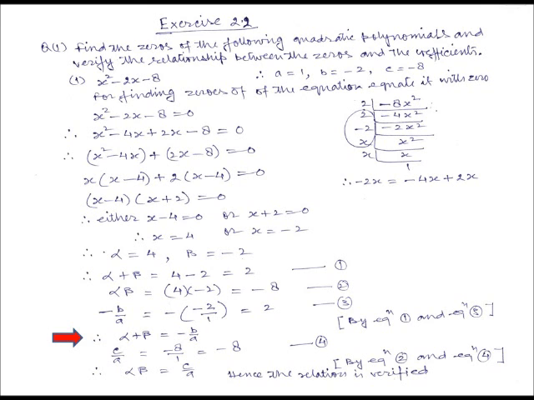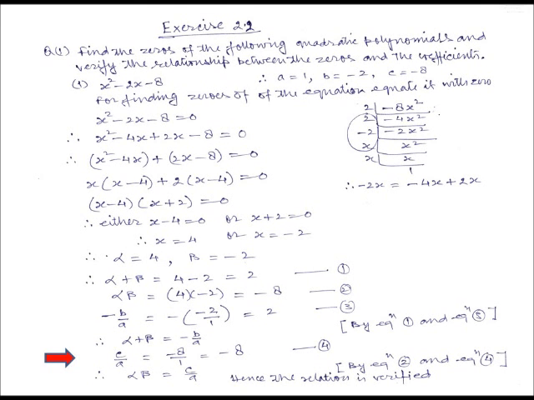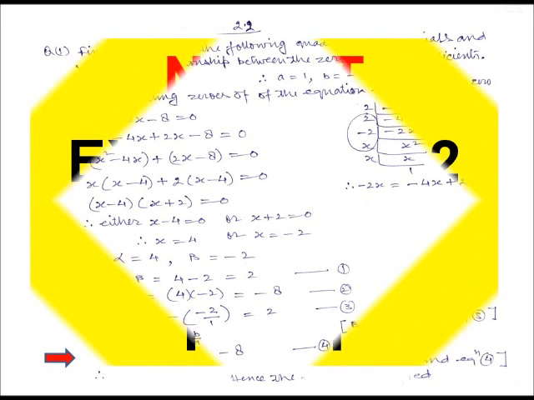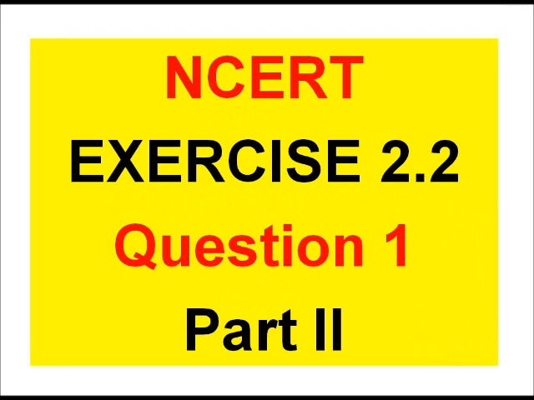Now dividing c with a, we get minus 8 upon 1, that is equal to minus 8. This is equation number 4. So now comparing equation number 2 and equation number 4, we find that the right hand side of both the equations is equal to minus 8. Therefore, alpha beta is equal to c upon a. Hence, the relation is verified. Now we will start the second part of question 1.